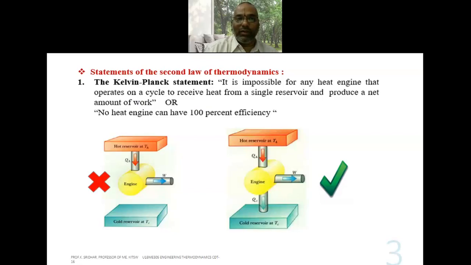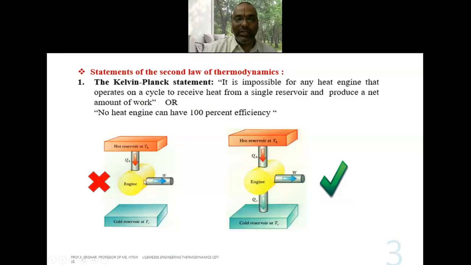So let us first see the Kelvin-Planck statement. It says that it is impossible for any heat engine that operates on a cycle to receive heat from a single reservoir and produce a net amount of work. Or in other words, no heat engine can have 100% efficiency. Now, whether a particular process is feasible or not: it is feasible only when the heat engine is operating with a minimum of two thermal energy reservoirs, like source and sink. That is the second case. The first case is not possible.